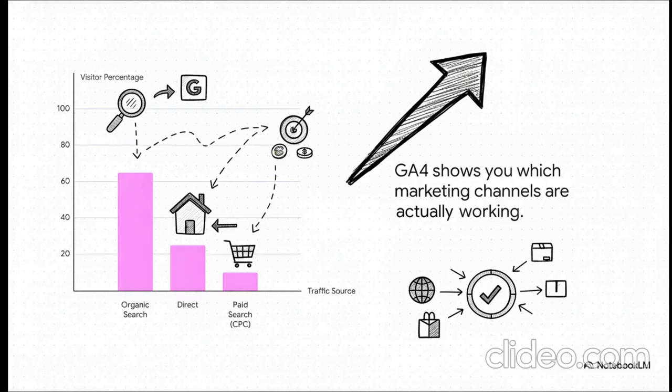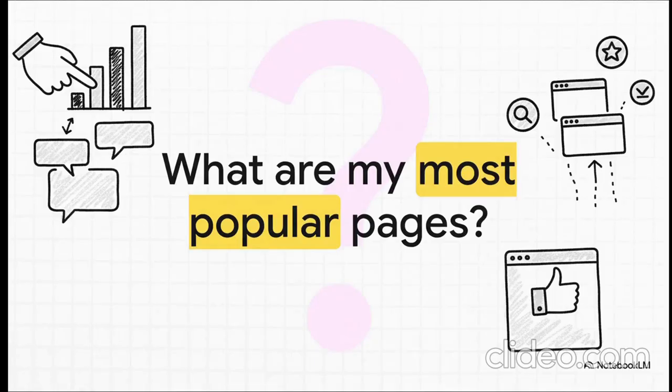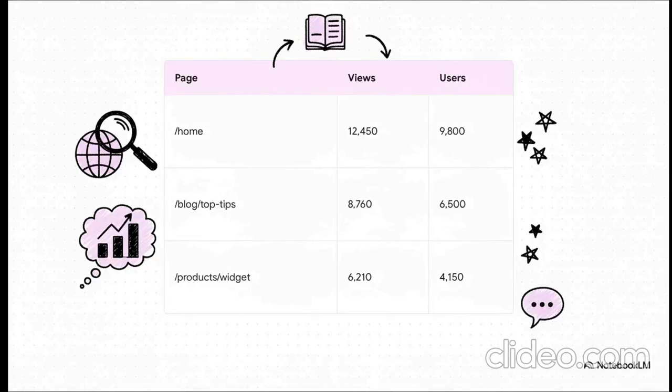In a split second, you know which of your marketing efforts are actually working. All right, so once they get to your site, what are they doing? What are they looking at? Knowing your most popular pages is like having your audience literally raise their hands and tell you, hey, this is the stuff we're interested in. And GA4 just lays this out for you, plain as day.